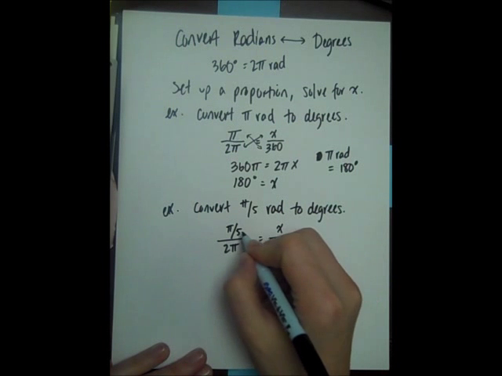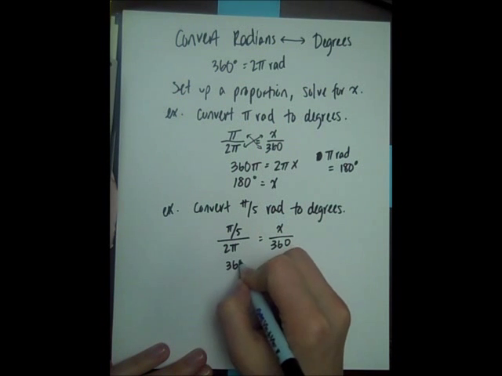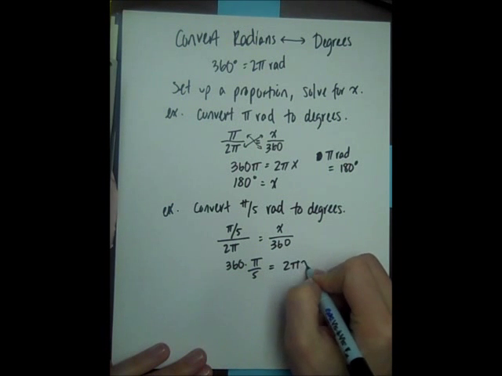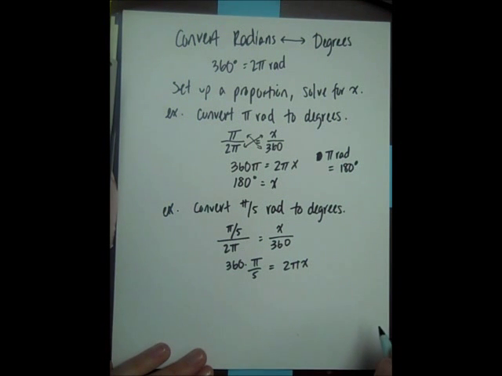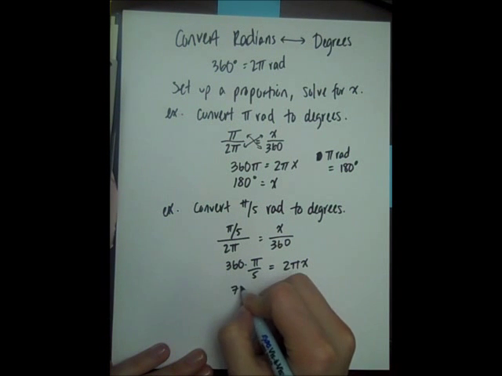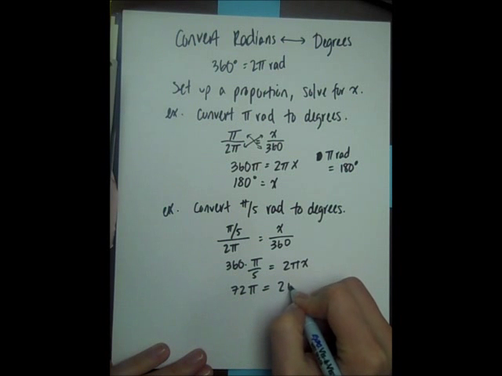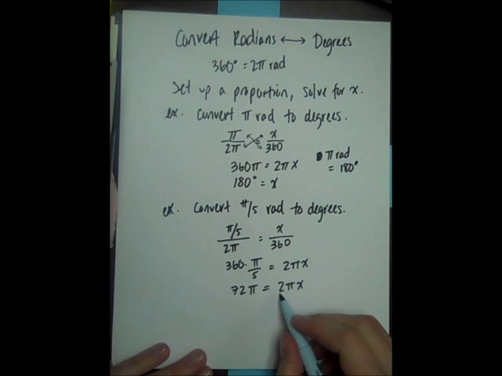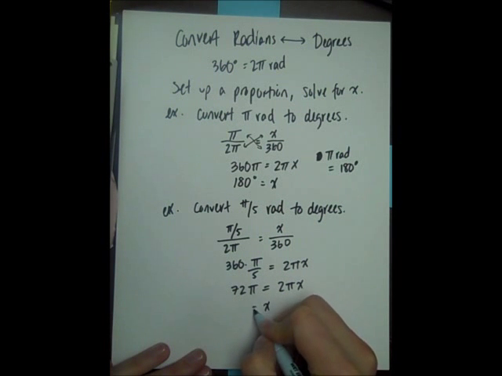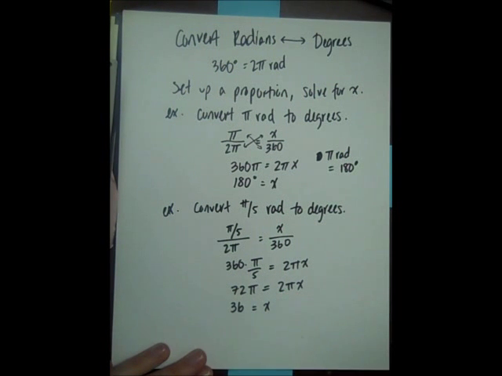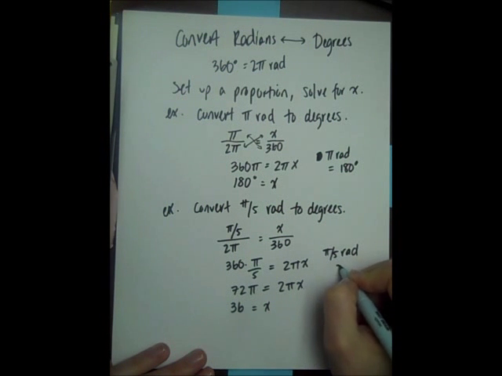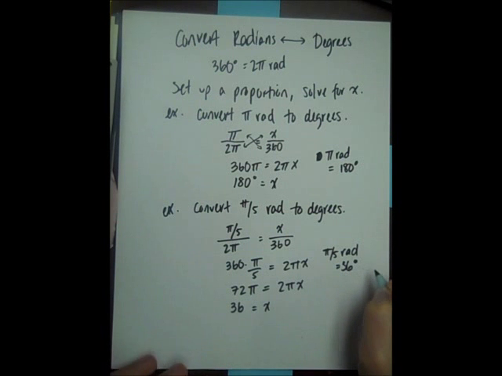Now cross multiply. So I cross multiply, I'll get 360 times pi over 5 is equal to 2 pi times x. Now I can divide the 360 by 5 and I get 72. So 72 pi is 2 pi x. Now to solve for x, divide both sides by 2 pi, so I'll get x is 36. So that tells me that pi over 5 radians is equal to 36 degrees.